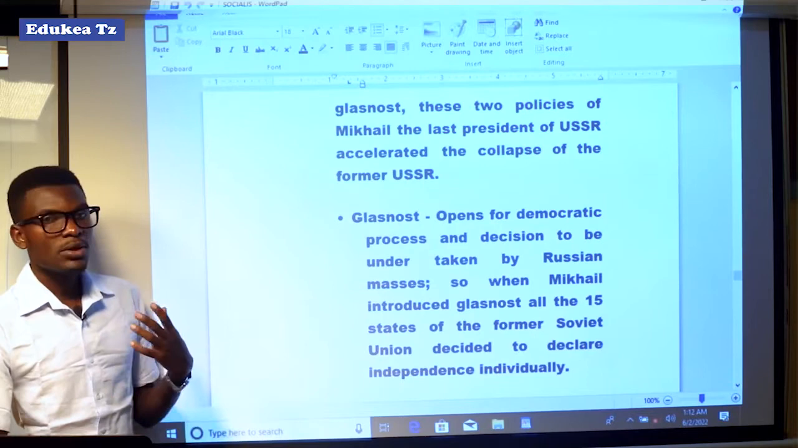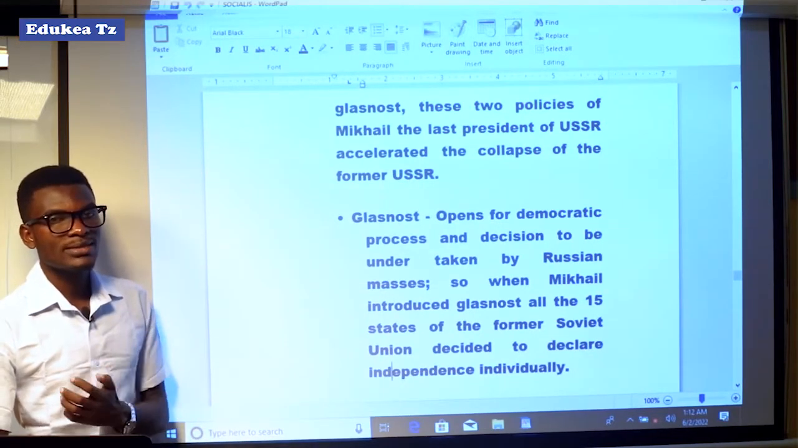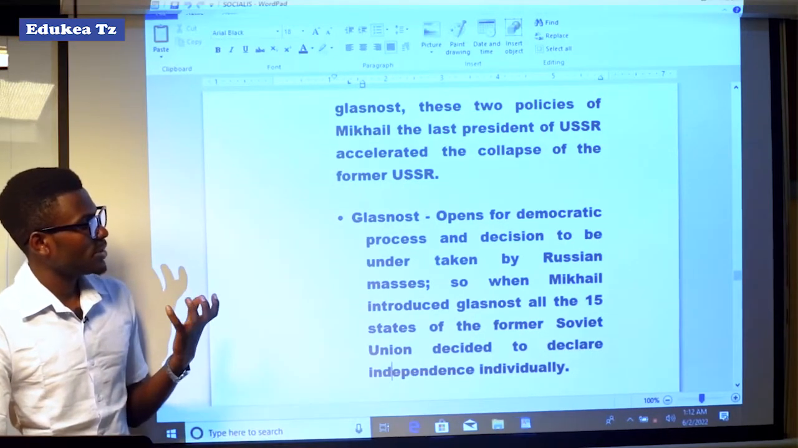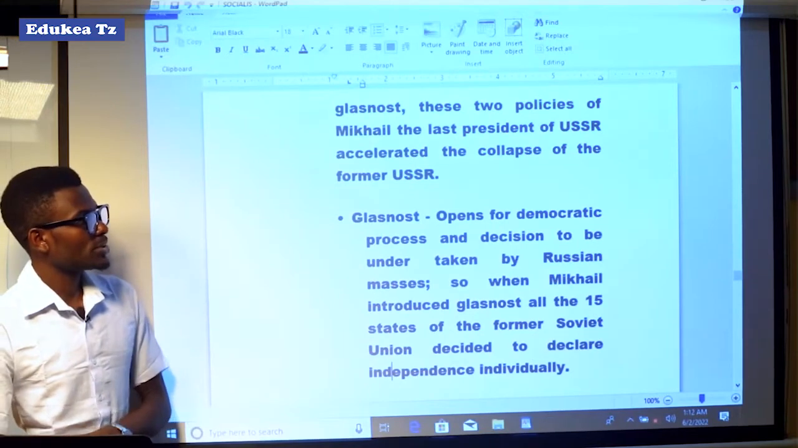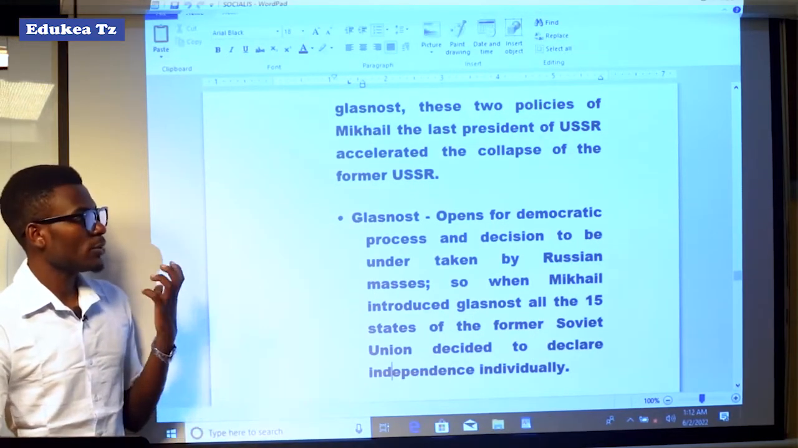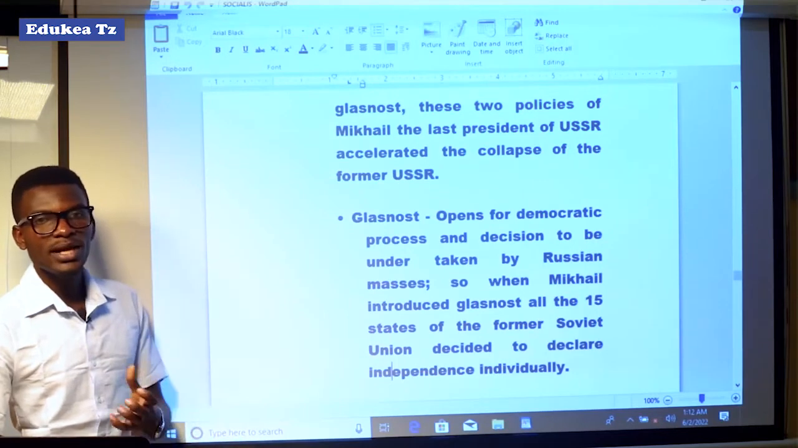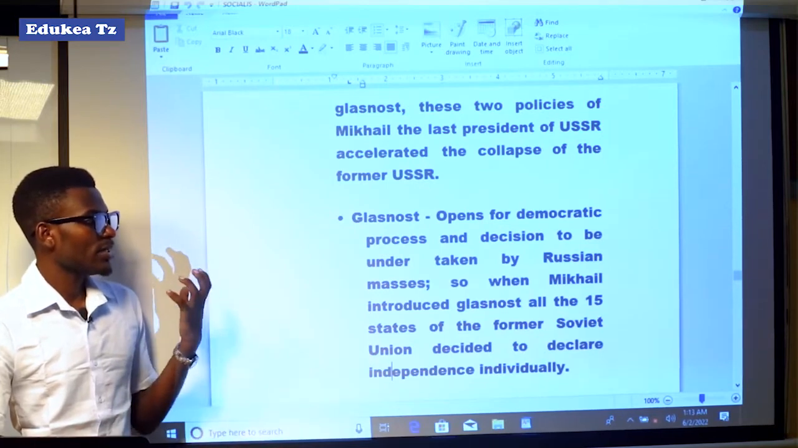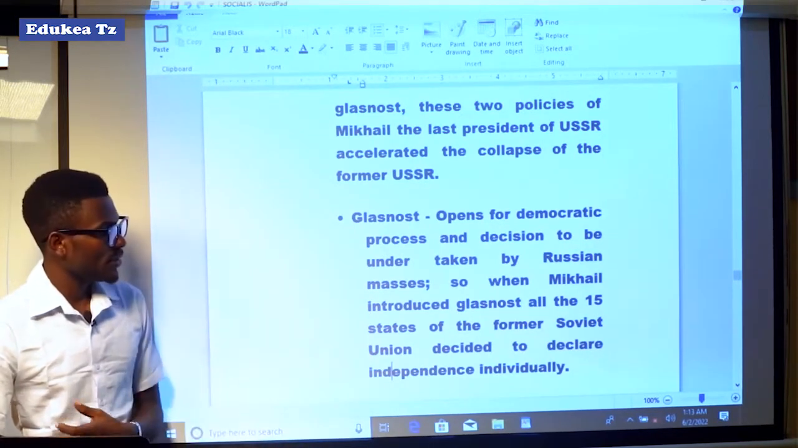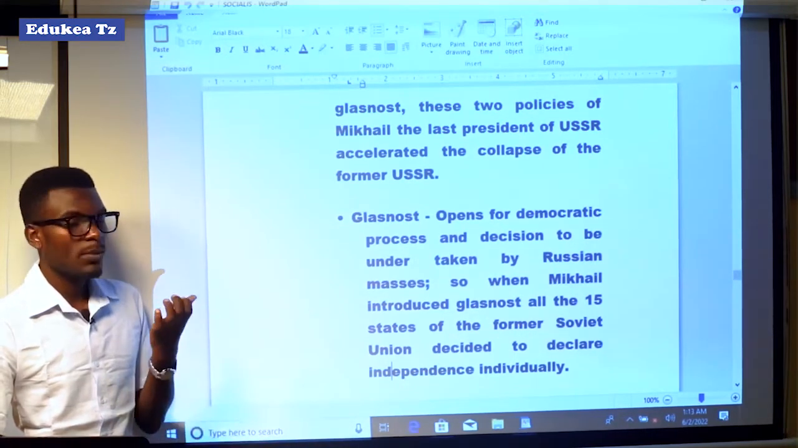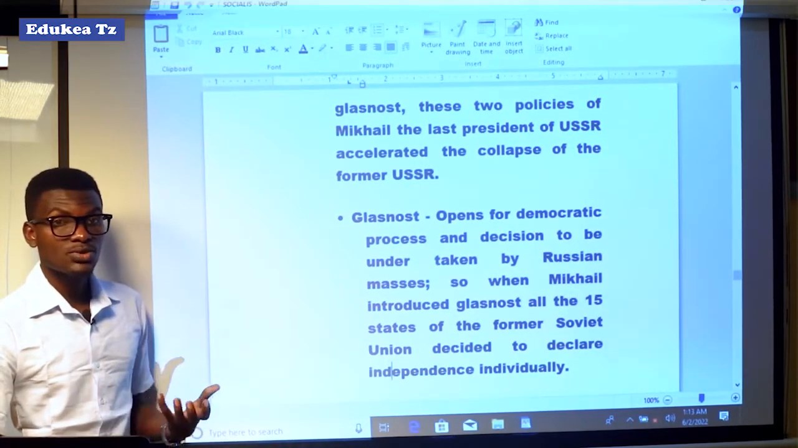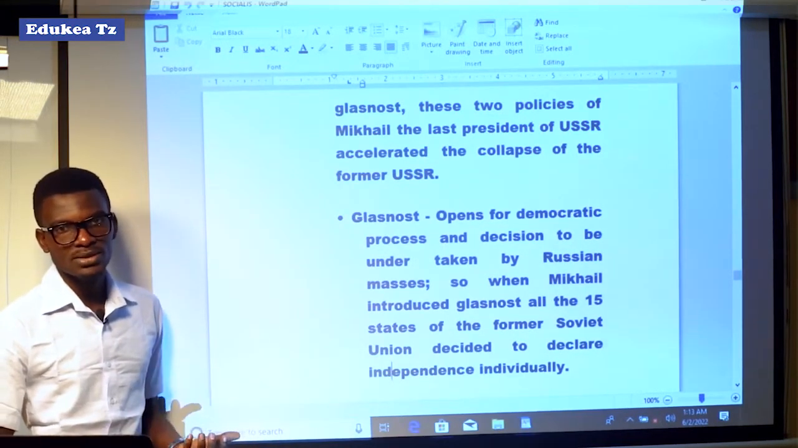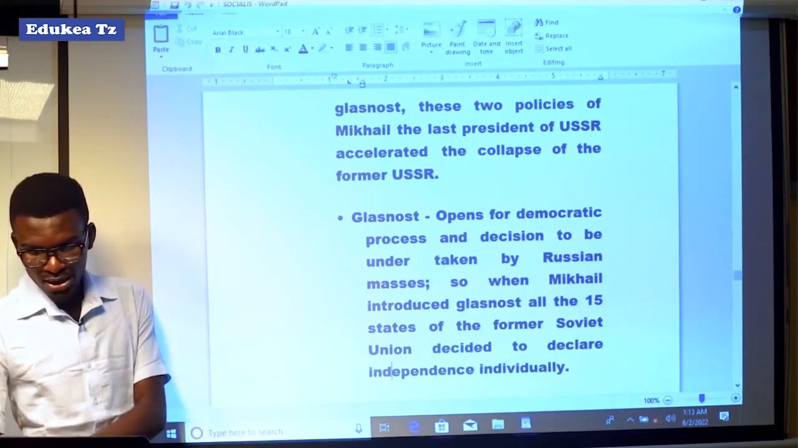It means that the policies brought by the last USSR president Mikhail Gorbachev were called Glasnost and Perestroika. Glasnost was aiming at opening the democratic process and decisions to the masses of Russia. And thus, with the introduction of that policy by Mikhail Gorbachev, the 15 states of the former Soviet Union decided to declare independence individually, and they started to defend themselves without combining with others.